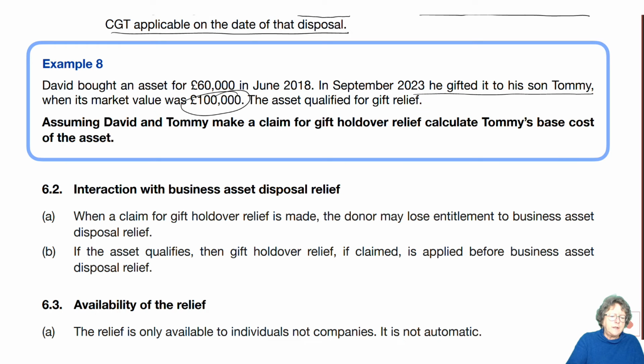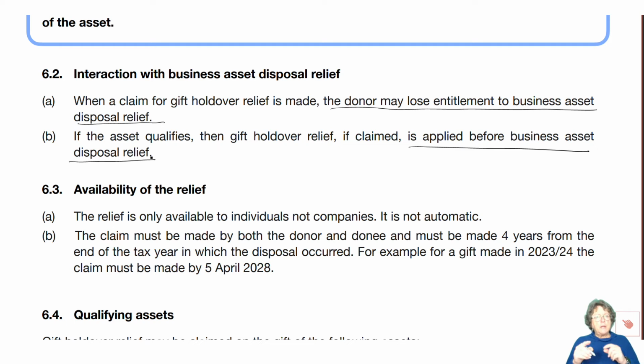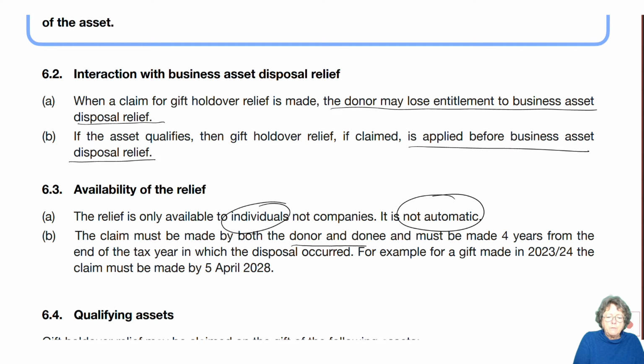So when a claim for gift relief is made, the donor may lose his entitlement to business asset disposal relief. If the asset qualifies, then gift holdover relief, if claimed, is applied before that relief. So sometimes you may have to decide which one is the most appropriate. So this relief is only for individuals and it's not automatic. You must claim it. Both of them must sign within 4 years.